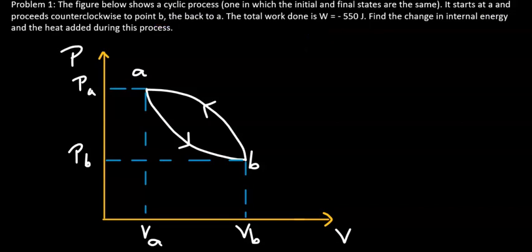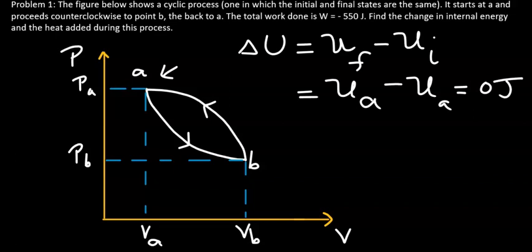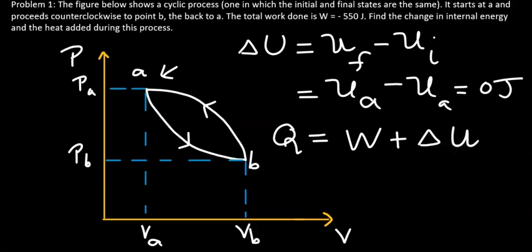So let's do the change in internal energy first. Now the change in internal energy is the internal energy of the final state minus the internal energy of the initial state. In this case, the final state is state A, so UA, and the initial state is also state A, so UA, which is 0 joules. Now using the first law of thermodynamics, which states the heat added equals the work plus the change in the internal energy. The internal energy change has been shown to be 0 joules right there.